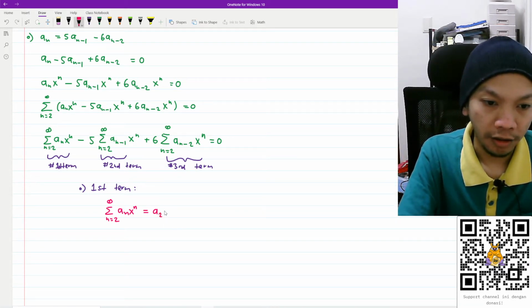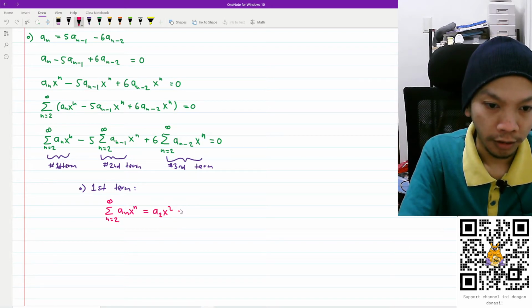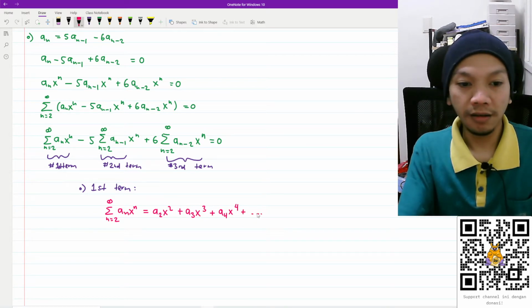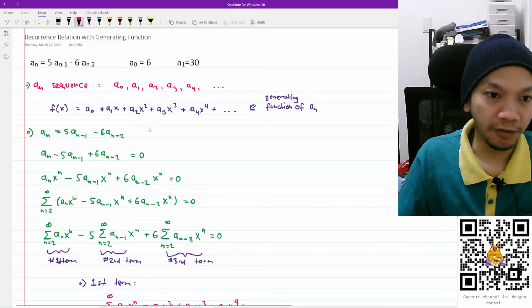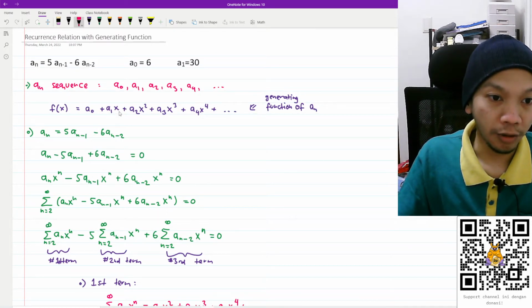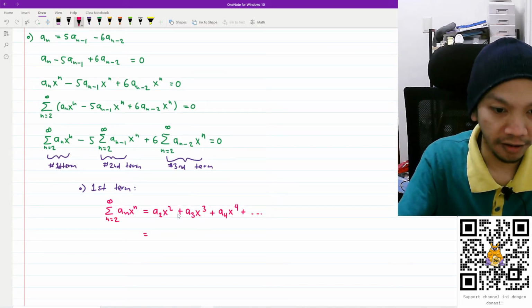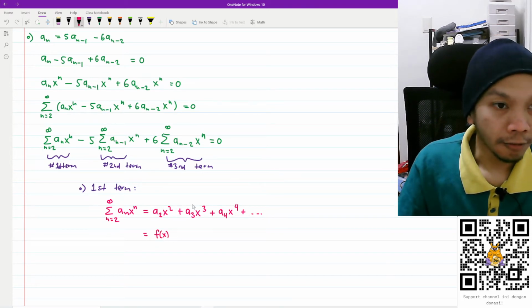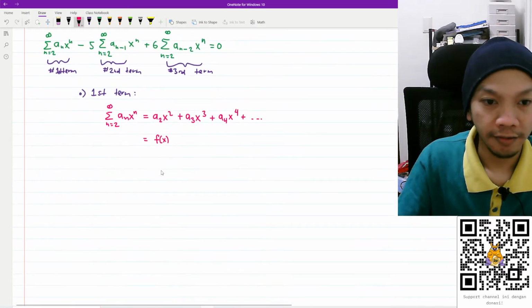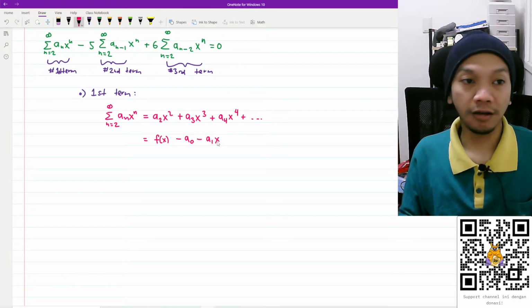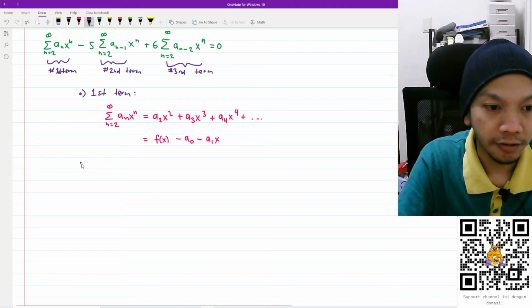It's a_2 x squared, because we are starting from 2, then plus a_3 x to the third, and then a_4 x to the fourth power, and so on. But this is actually the generating function without a_0 and a_1 x. So if we move a_0 and a_1 x to the left hand side, we get exactly what we want here. So this is equal to f(x) minus a_0 minus a_1 x. So this is the first term. And now let's move on to the second term.